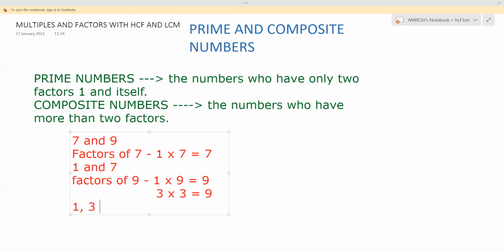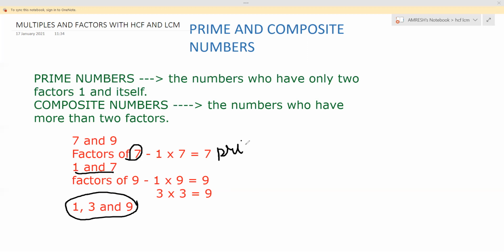So factors of 9 are 1, 3 and 9. In case of 7, you have only two factors, 1 and 7. In case of 9, you have three factors, 1, 3 and 9. So from this you can prove that 7 is a prime number and 9 is a composite number.